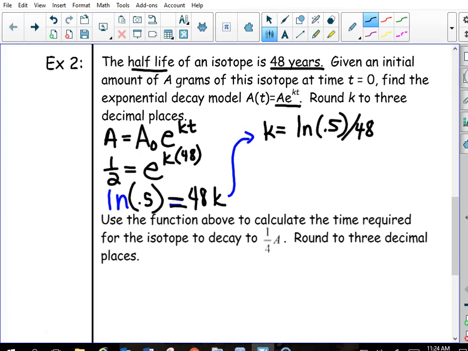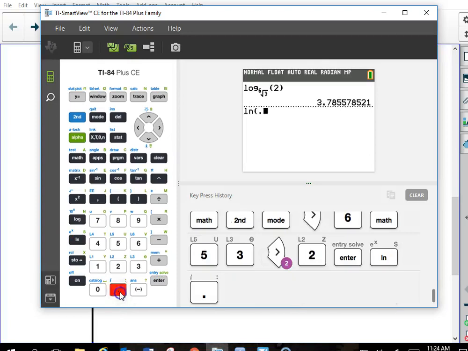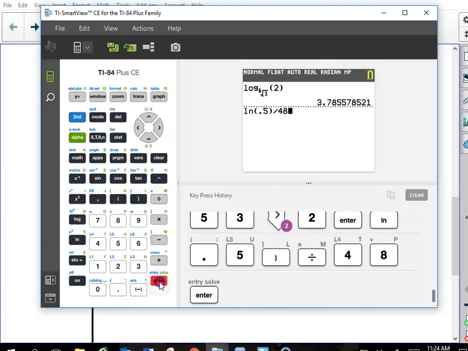Now, I strongly recommend you leave it exact. It says round k to 3 decimal places, but we're going to use that in a bit in the second part of this question. So we are going to throw that in the calculator. ln 0.5. I'm going to close that parentheses. Make sure you do that. And rounded to 3 decimal places, we have negative 0.014.